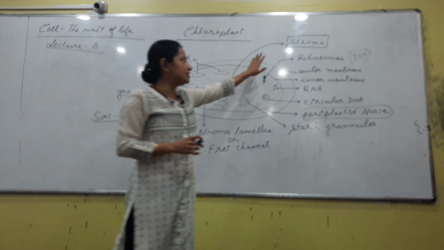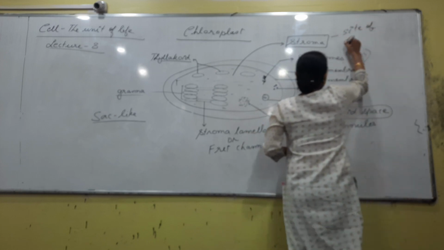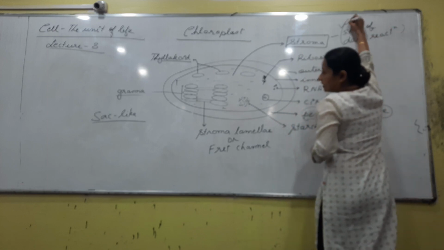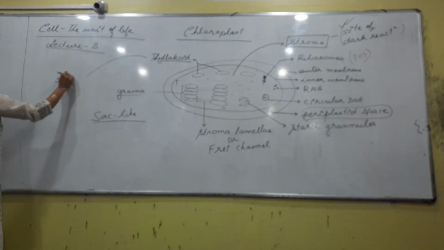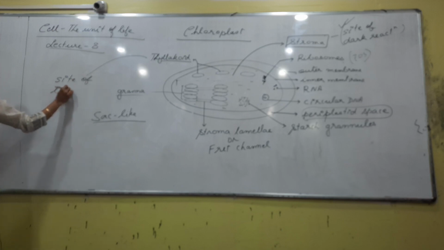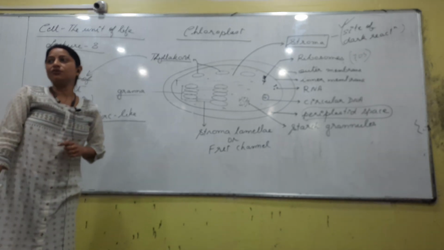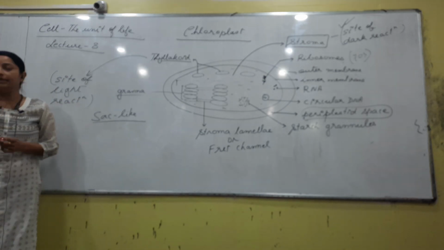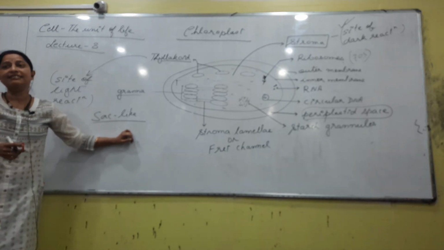As of now, write stroma as the site of dark reaction. Write thylakoid as the site of light reaction. So the light reaction occurs inside the chloroplast, the dark reaction occurs inside the chloroplast, but you have specific areas. If I ask the question, why does the light reaction occur in the thylakoid? I think we know the answer. Why?